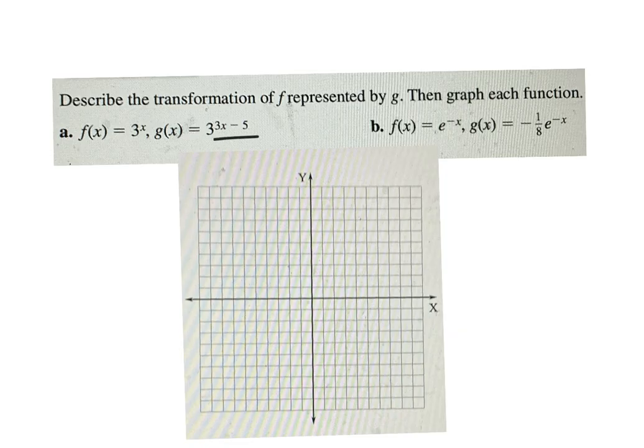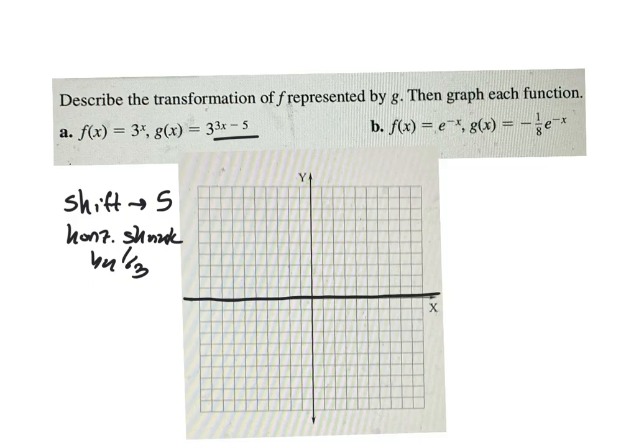First one has been shifted 5 to the right. This also has a horizontal shrink, remember, by the reciprocal, by 1/3. So let's go this, the horizontal. So the asymptote is still at the x-axis. No big deal there. Now I'm going to go right 5. So usually I go up 1. I'm going to go up 5, 1 over 5 to the right.